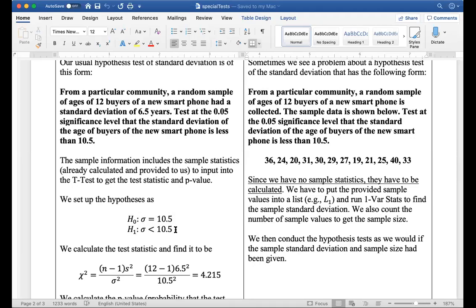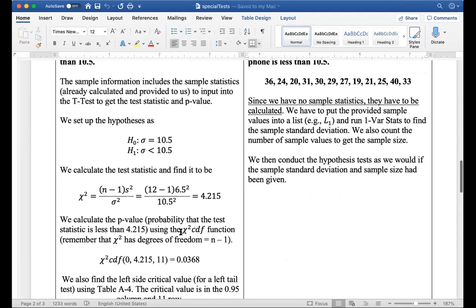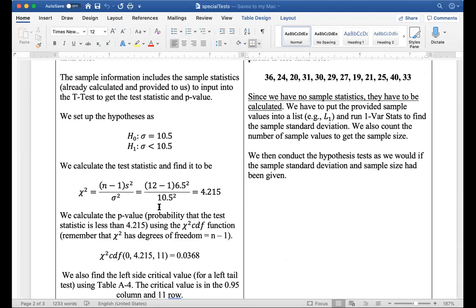Sigma, or standard deviation, less than 10.5 was the claim. It didn't have equality in it, therefore this is the same as the claim. We take that information, the assumed value is going to be from H0, 10.5, and the statistics, the sample standard deviation and the sample size, from the problem. We put those into the formula for chi-squared and get a test statistic of 4.215.